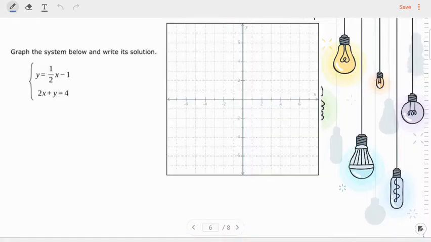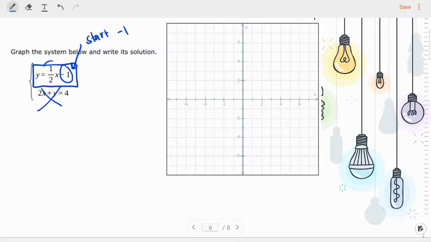Okay, question number 1 says, graph the system below and write its solution. Now remember, I'm going to focus on one equation at a time. I'm going to focus on this top one and ignore this bottom one. I know how to graph this top equation because remember, the number by itself gives me my starting point. So this is my start. And since it says minus 1, I'm going to start at -1.